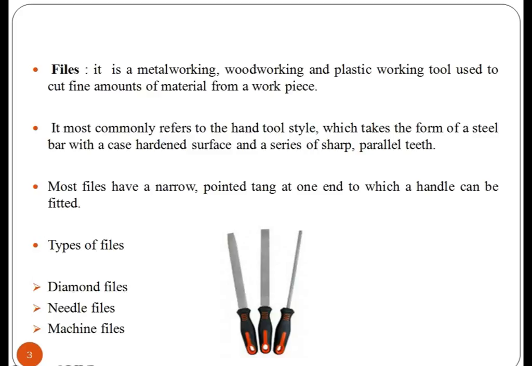Diamond file. The use of diamond allows the file to be used effectively against extremely hard materials such as stone, glass, or very hard metals such as hardened steel, against which a standard steel file is ineffective. Needle files. Needle files are small files that are used in applications where the surface finish takes priority over metal removal rate, but they are most suited for smaller workpieces. They are often sold in sets including different shapes.